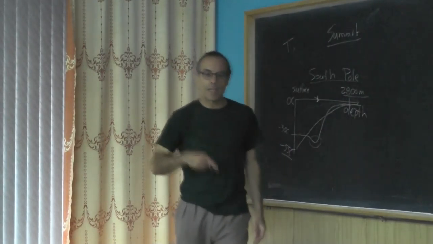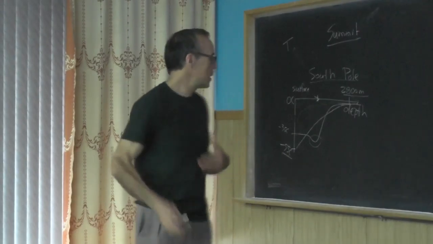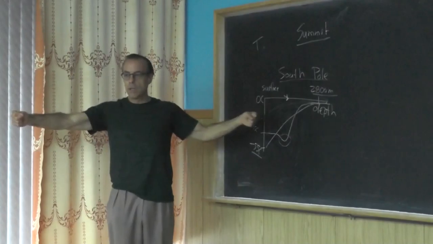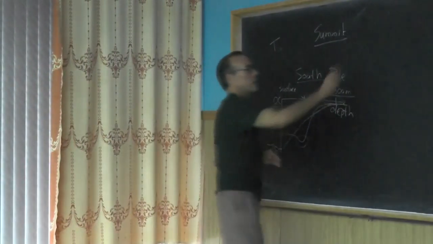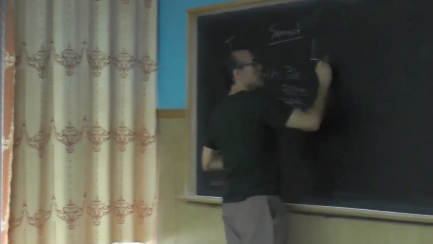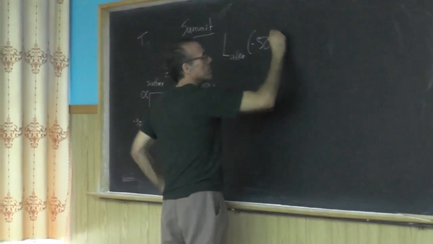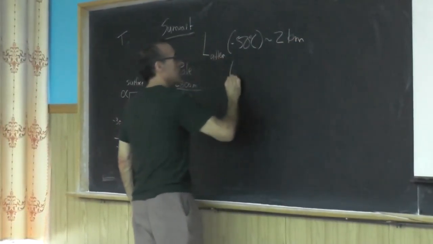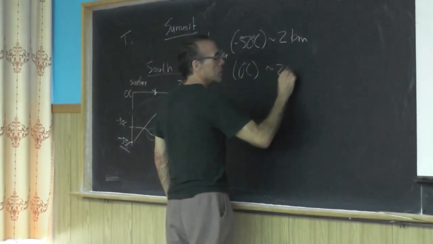So getting back to the radio frequency attenuation length, the radio frequency attenuation length is long when the ice is very cold. So this attenuation length, L10, at minus 50 degrees centigrade, is about 2 kilometers. At 0 degrees centigrade, it's about 200 meters.